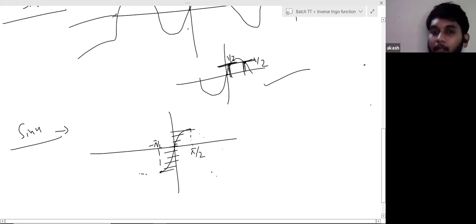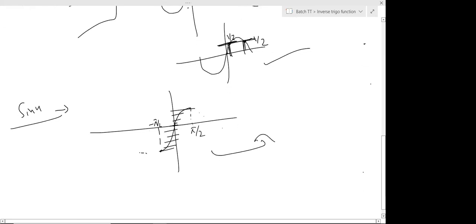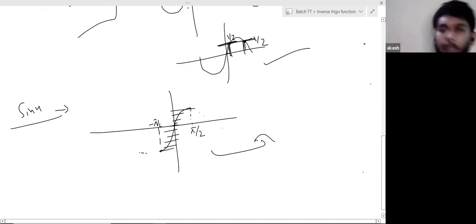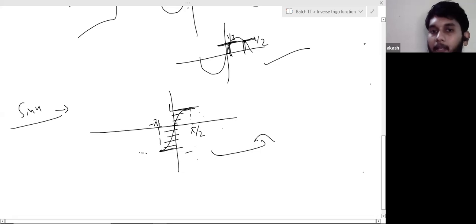Now we can inverse this. So you can also say the domain is minus 1 to 1. Why? The maximum value here is 1, and the minimum value is minus 1.